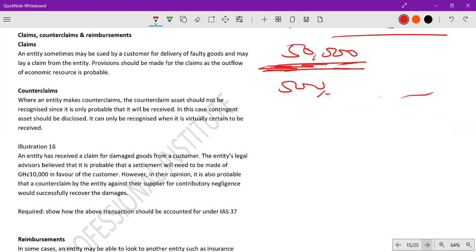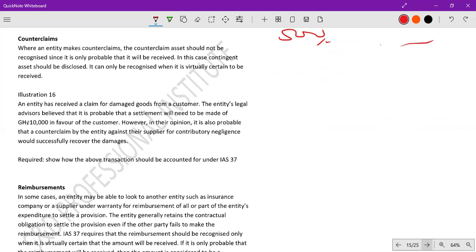Illustration number 16. An entity has received a claim for damaged goods from a customer. The entity's legal advisors believe that it is probable that a settlement of 10,000 would need to be made in favor of the customer. So do we recognize the provision here? Yes, sir. We recognize a provision of 10,000 based on the advice of our lawyer. He said we'll lose the case.